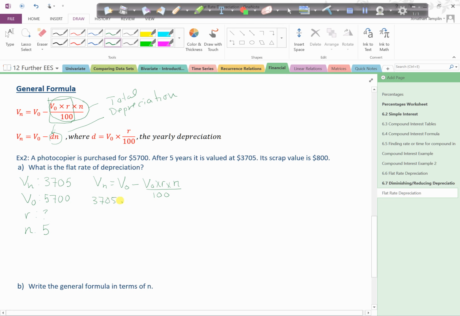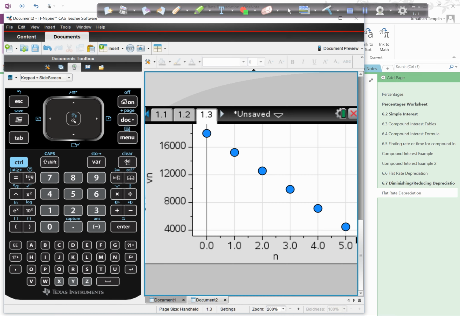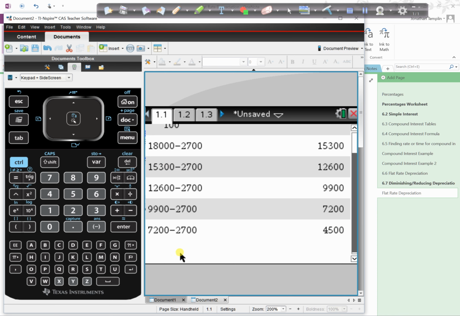So at this point I can blindly put in the values. 3,705 is 5,700 minus 5,700 times, well, R is what I don't know, times 5 over 100. I've got a whole bunch of numbers and one unknown. At this point, I grab my CAS and solve. Let's do that. Let's grab the CAS, go to a calculator page, menu 3.1 to get solve. And then I need to type in my values.